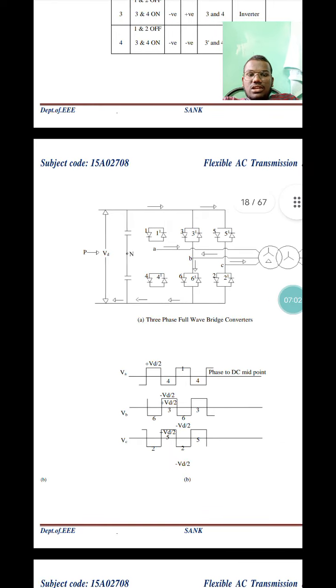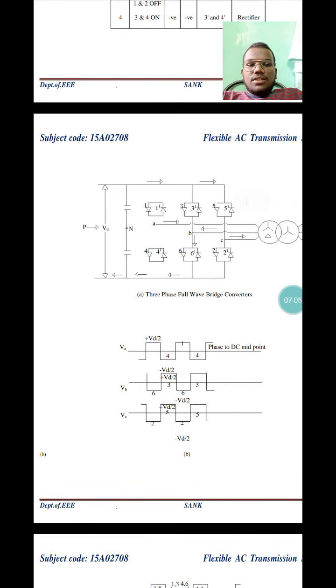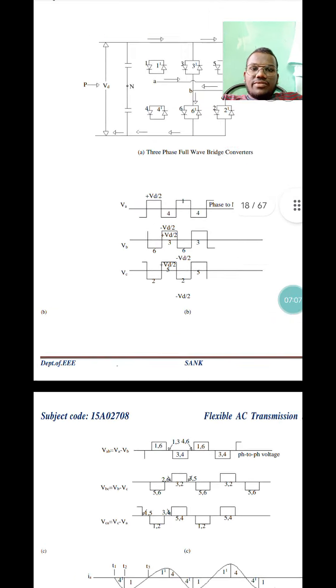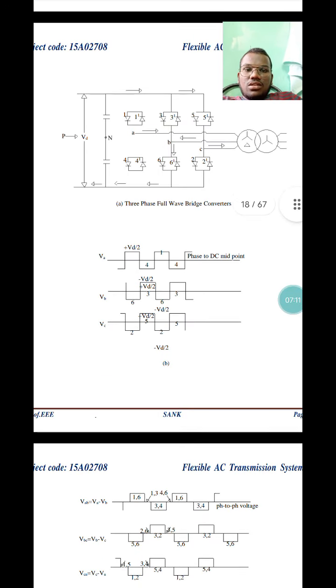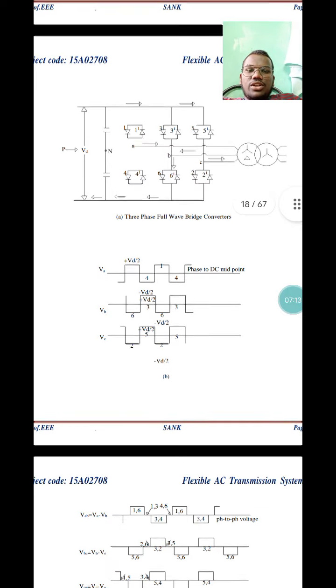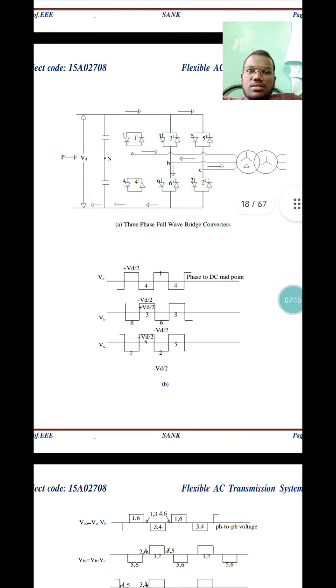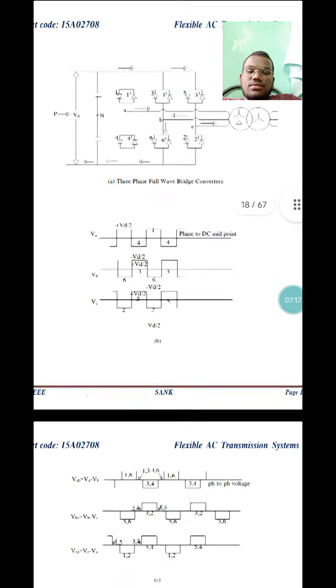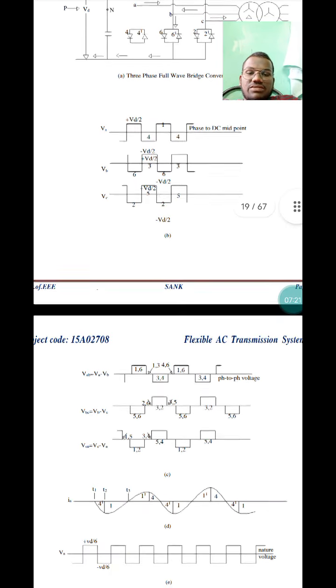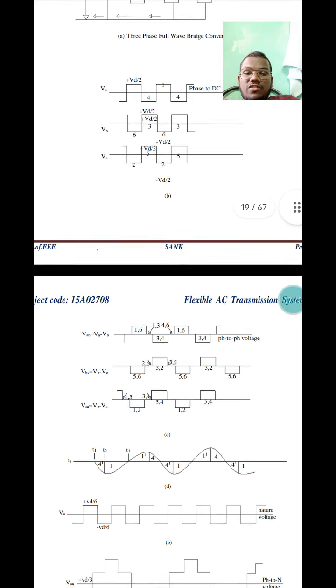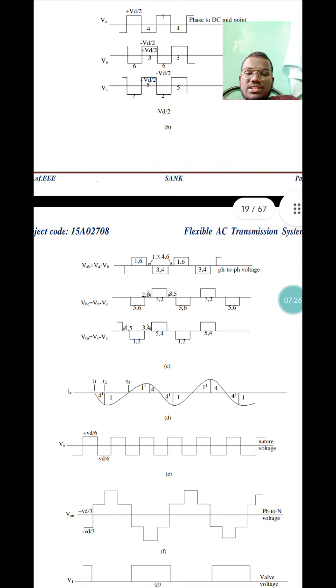The figure below shows the 3-phase full wave bridge converter. Here is a phase to DC midpoint, and VD is also there. We know that VAB is equal to VA minus VB, VBC is equal to VB minus VC, and VCA is equal to VC minus VA.